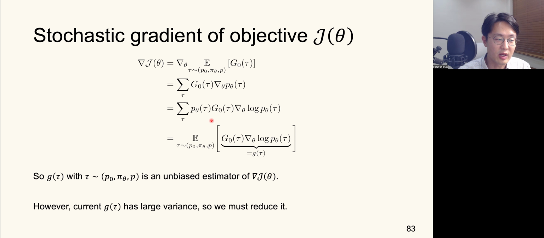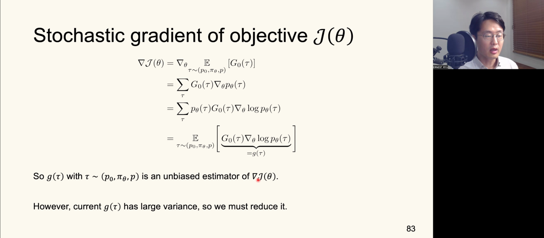So summation over p theta, we can now reinterpret this as an expectation. So we have an expectation of g0 times grad log p. And let's refer to this as a little g. Okay, so with this writing, we have little g is now an unbiased estimator of the gradient of the objective function j.